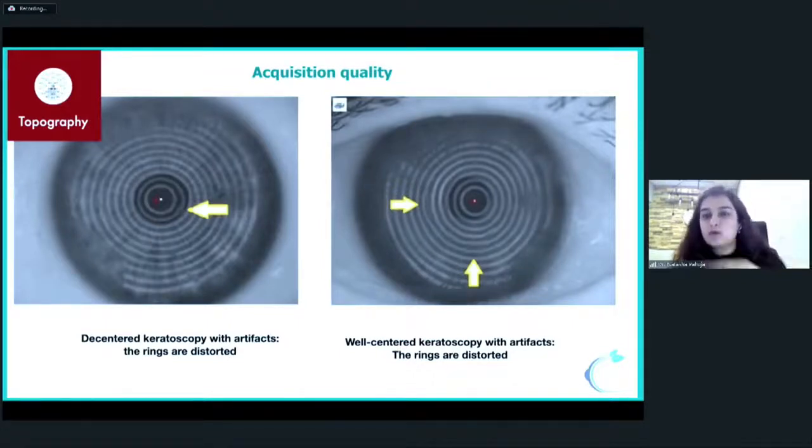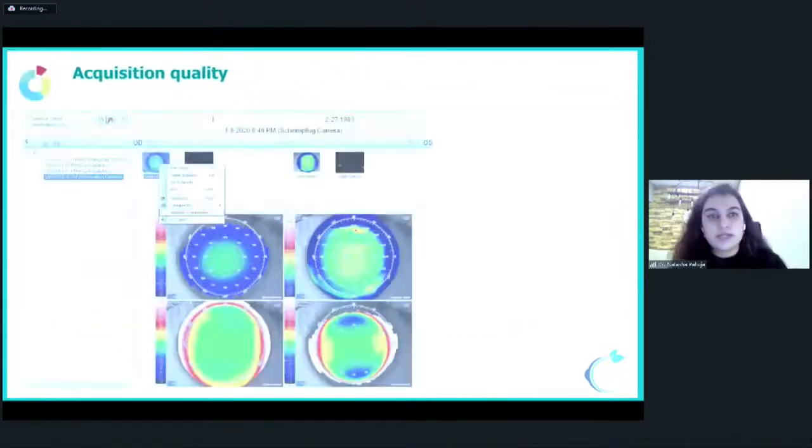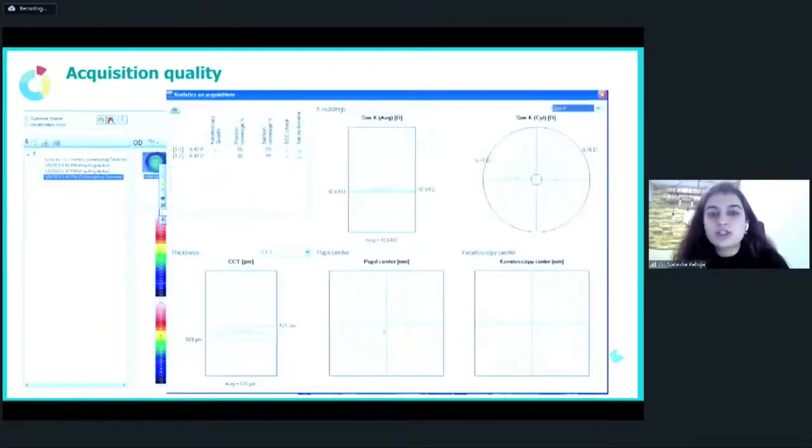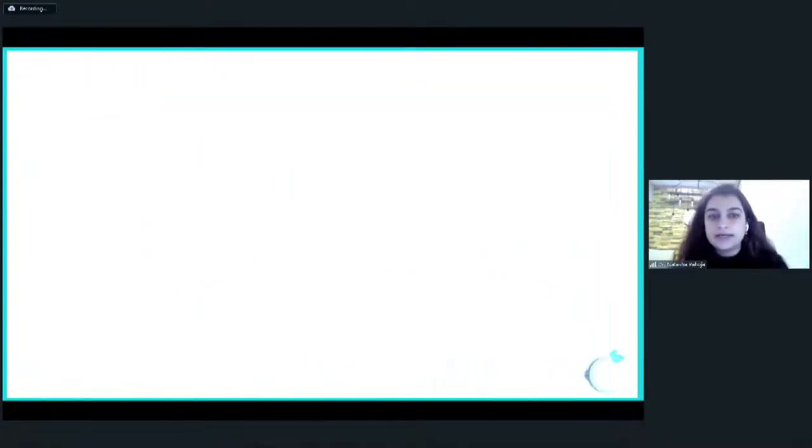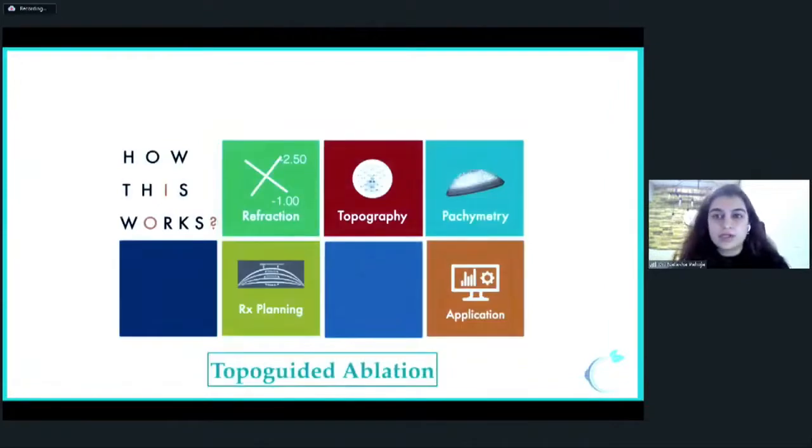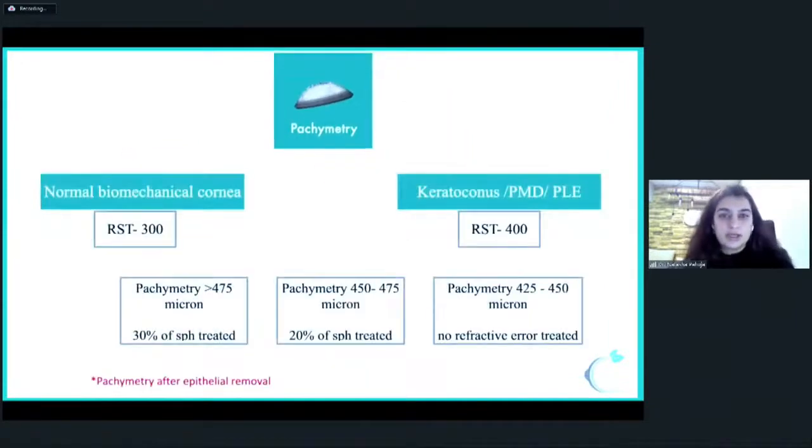Most importantly, I also look at the mires. The mires should not be distorted owing to the tear film. The distortion can come from the irregular cornea, but not because of the tear film. I also look at the statistics of how much is the coverage of the placido ring, and whether the right amount of data is taken up for the refractive correction or the topo-guided correction.